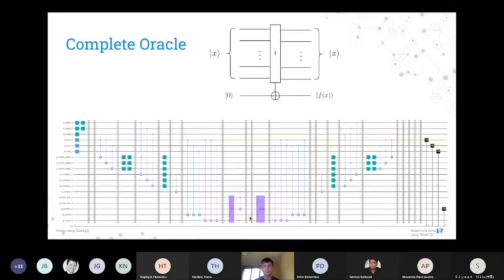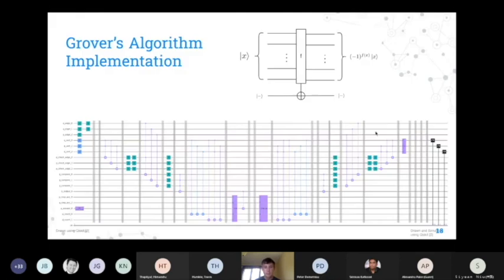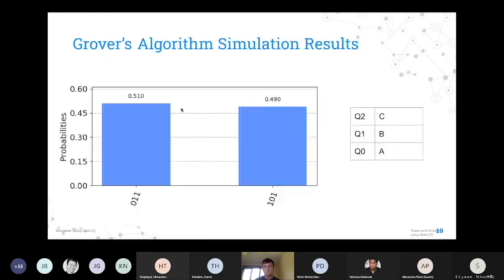So at this point, we have to reverse the oracle to return all of our ancilla qubits to 0. And once we add our quantum diffuser and put the target qubit in the minus state, we have our complete Grover's algorithm implementation. And these are the simulation results. As we can see, the only measured outcomes were AB and AC, which is what we expected.